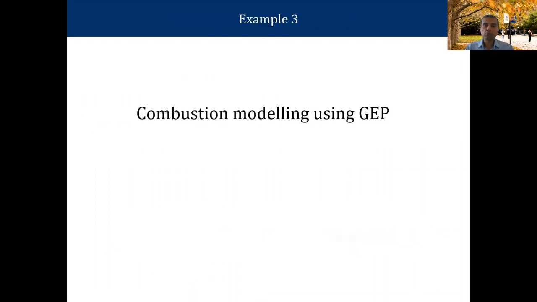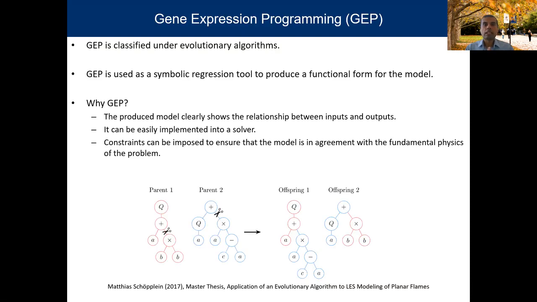All right, that takes me to the final part of the presentation, which is combustion modeling using GEP. Now that we have learned some lessons from the DNS, how we can actually use better combustion models. As I said, the framework we are interested in is called gene expression programming. It is classified under evolutionary algorithms.